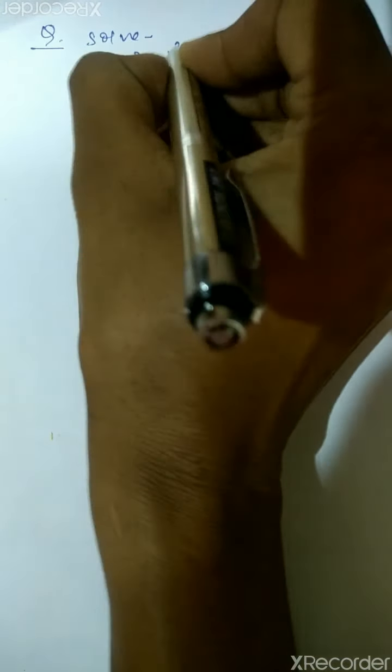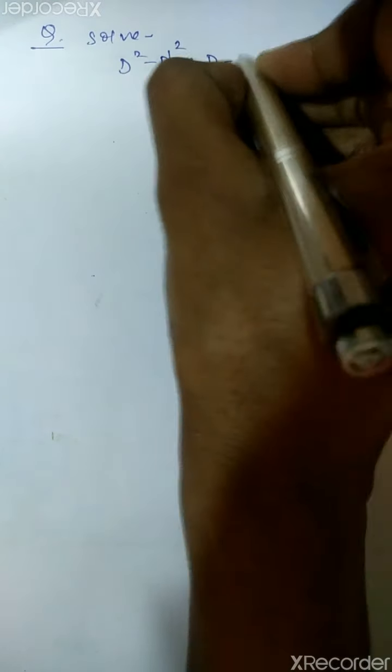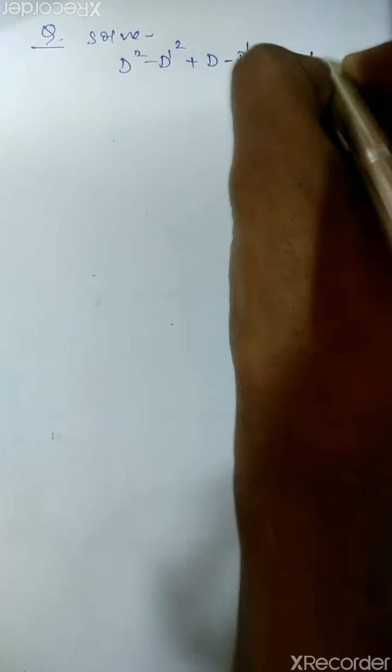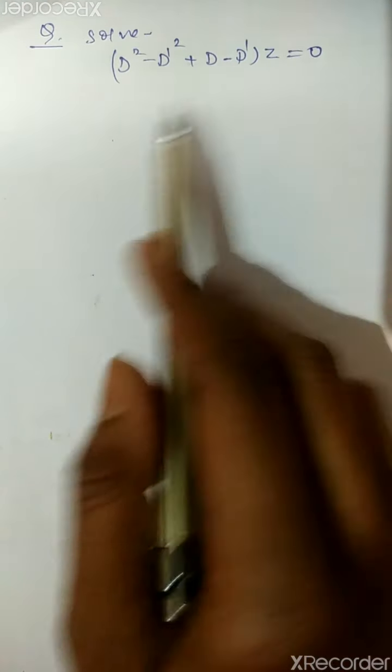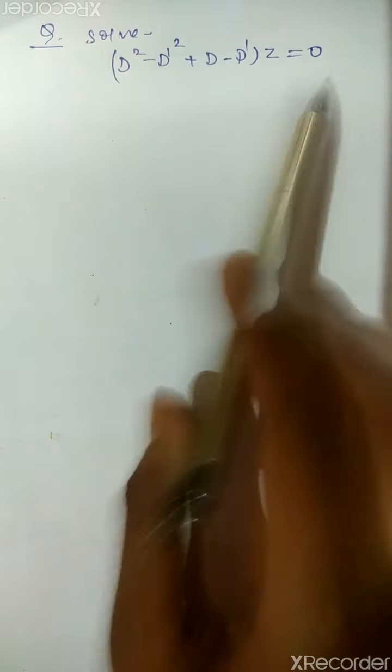Question: solve (D square minus D' square plus D minus D') z equals 0. Earlier when we discussed this type of problem, we had the homogeneous equation. Now here we have a non-homogeneous linear differential equation.